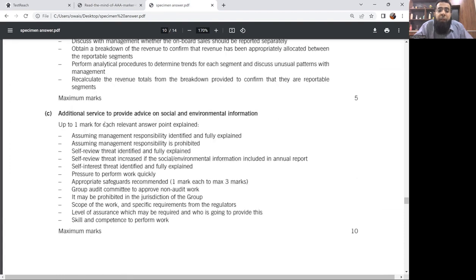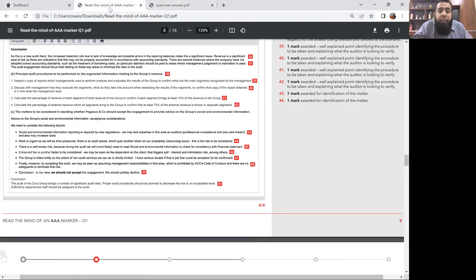Okay, it was 1 mark for each relevant point. So he has got maximum points by writing this 1 line. I'm not talking about his entire answer. I'm talking about this 1 point. On this 1 point, he got maximum marks.